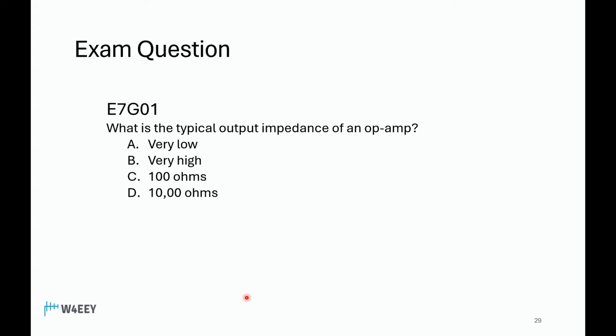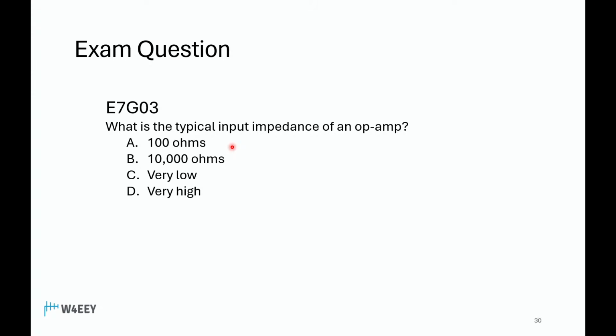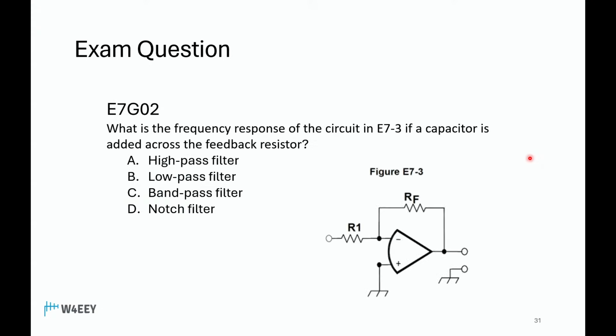Speaking of which, what is the typical output impedance of an op amp? There's kind of a trap in this question, but we'll see if we can avoid it. Alpha. It is alpha, very low. Some people will look at that and say, well, 100 ohms, that's pretty low compared to this, but very low is the answer that we want. What is the typical input impedance of an op amp? Delta. Delta, very high. Yep, very high.